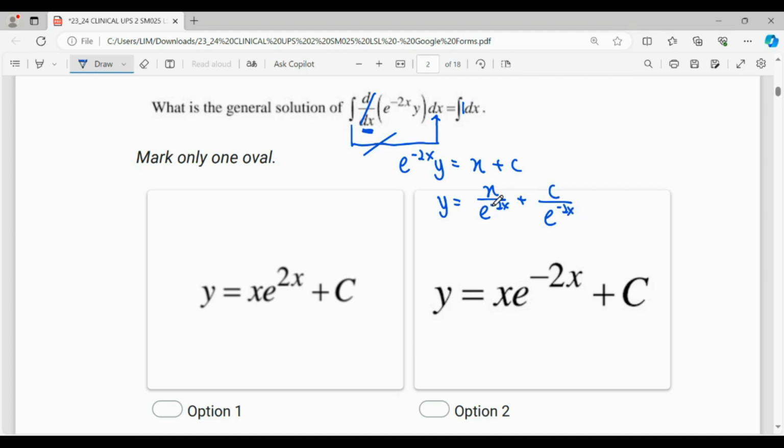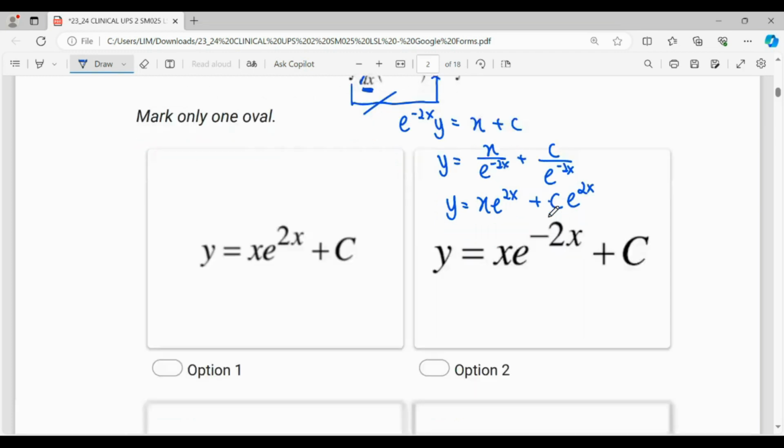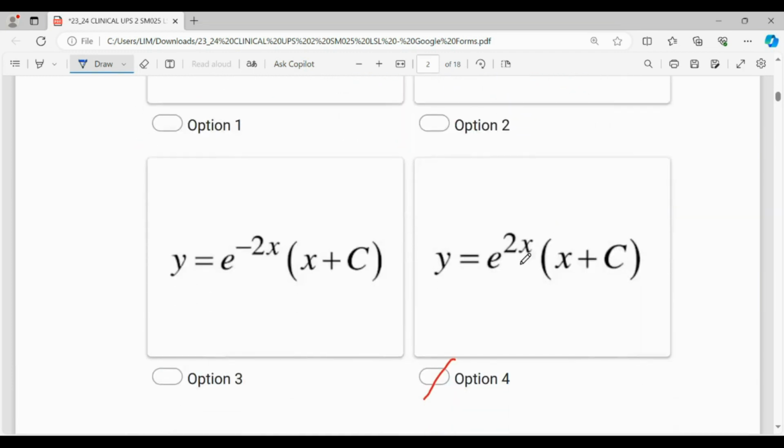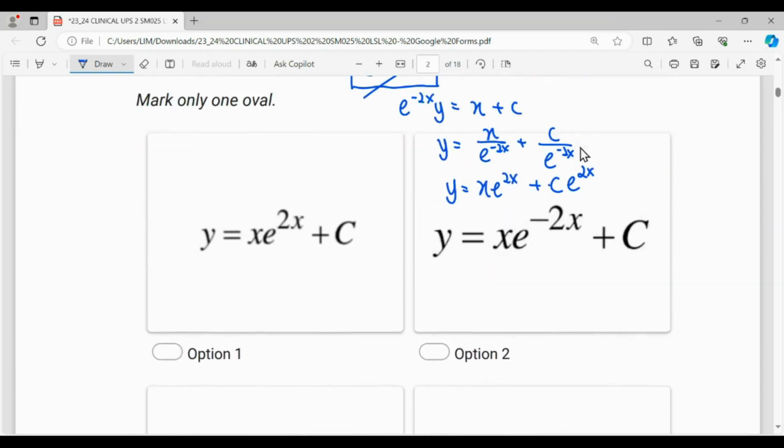So when you divide by e^(-2x), when you write it with a positive power, it will become x e^(2x). So for this, c will be e to the power of 2x because at the denominator the power is negative. Therefore we have option C, where this e^(2x) is factorized out, remaining x plus c.